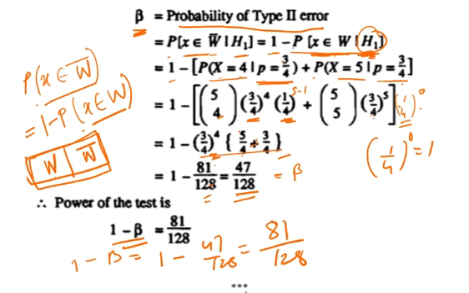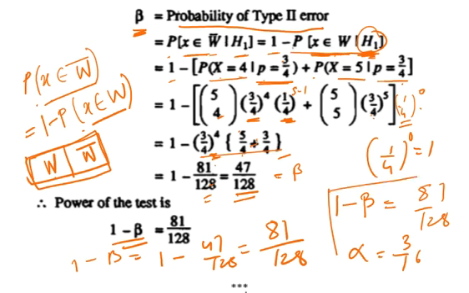So the probability of type 2 error beta is 47 by 128, 1 minus beta is 81 by 128, and alpha we have got as 3 by 16. So this is the solution of this problem.